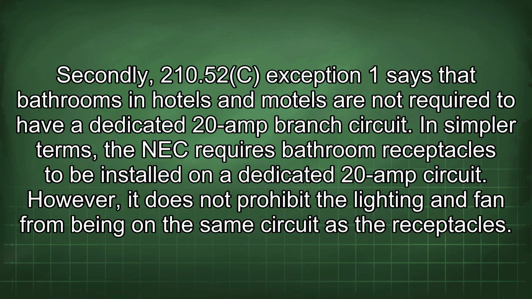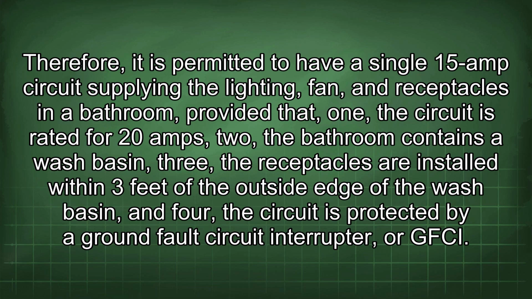In simpler terms, the NEC requires bathroom receptacles to be installed on a dedicated 20-amp circuit. However, it does not prohibit the lighting and fan from being on the same circuit as the receptacles. Therefore, it is permitted to have a single 15-amp circuit supplying the lighting, fan, and receptacles in a bathroom, provided that: 1. The circuit is rated for 20 amps, 2. The bathroom contains a wash basin, 3. The receptacles are installed within 3 feet of the outside edge of the wash basin, and 4. The circuit is protected by a ground fault circuit interrupter, or GFCI.